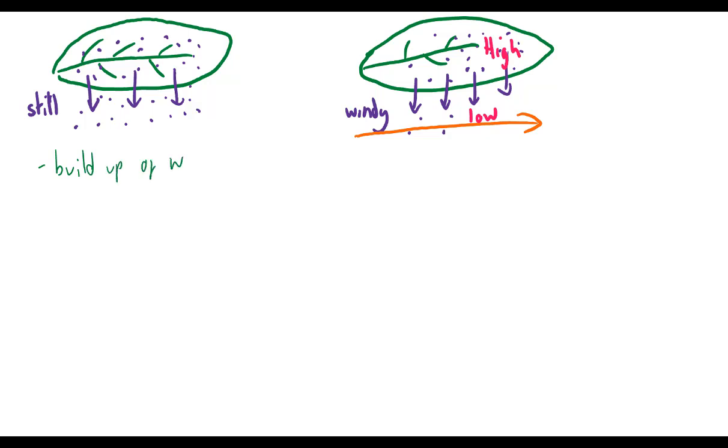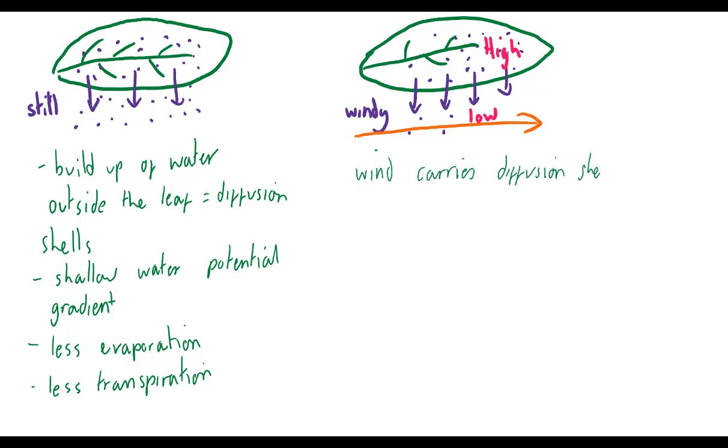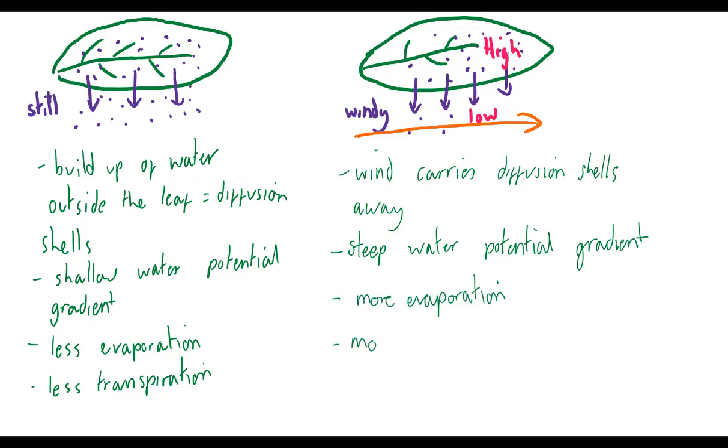So in still conditions, as we say here, there's a buildup of water outside the leaf, and that's known as a diffusion shell. That diffusion shell is basically all the water molecules which have built up there. So we've created a shallow water potential gradient there. That means that there's less evaporation which takes place, and as a result, less transpiration. But in the windy conditions, the wind carries away the diffusion shells, so there's a steep water potential gradient from the inside to the outside of the leaf. So more evaporation takes place, and as a result there's more transpiration.